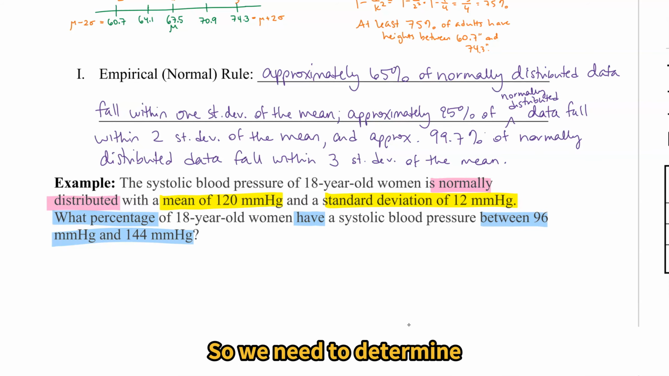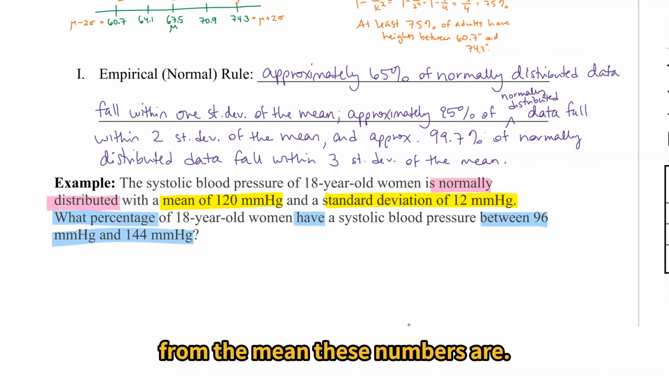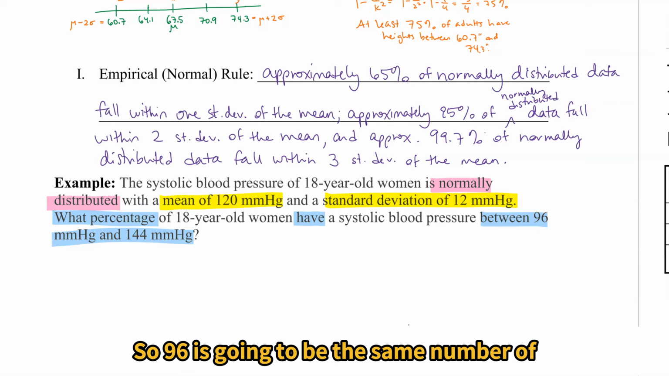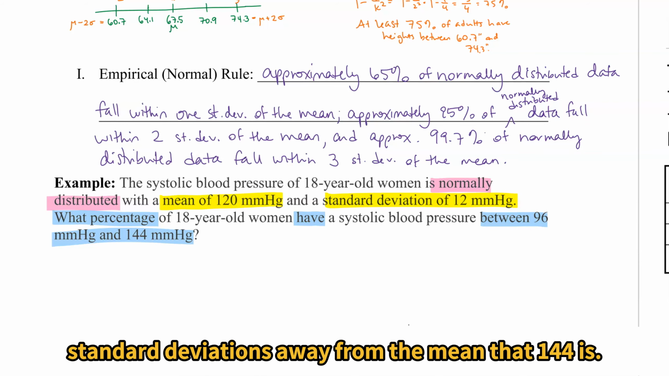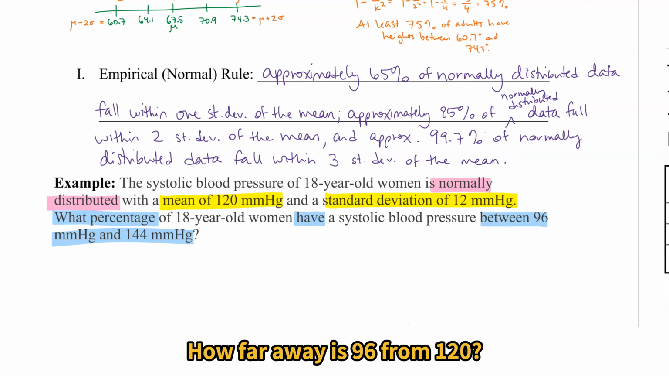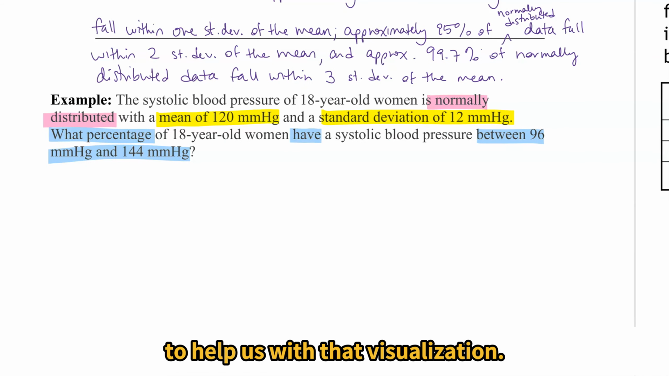So we need to determine how many standard deviations away from the mean these numbers are. We can't have non-symmetric values here, so 96 is going to be the same number of standard deviations away from the mean that 144 is. So we could essentially just calculate how far away 96 is from 120, but I'm going to draw that number line again to help us with that visualization.